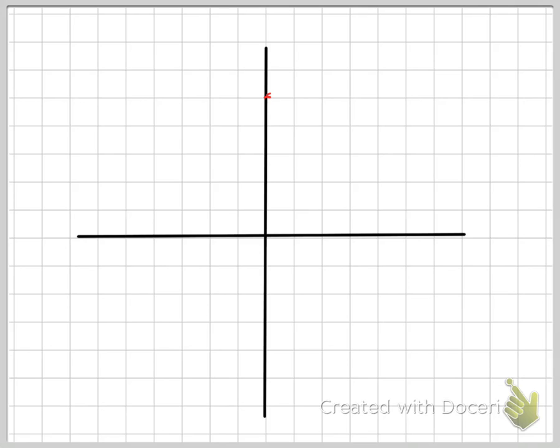Number 6. You go up 1 and right 1. My slope is 1, which is the same thing as 1 over 1. So I rise 1, run 1, both positive, so up and to the right, or down and to the left. Either way will give me the exact same line.